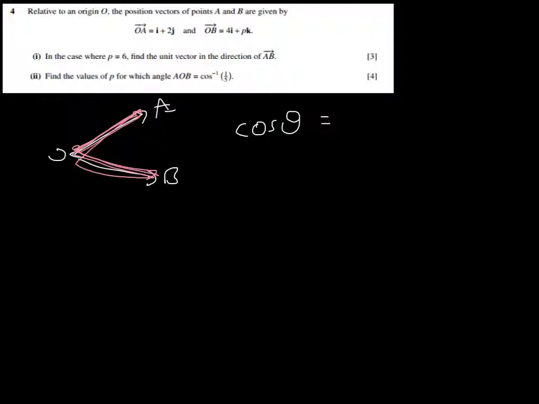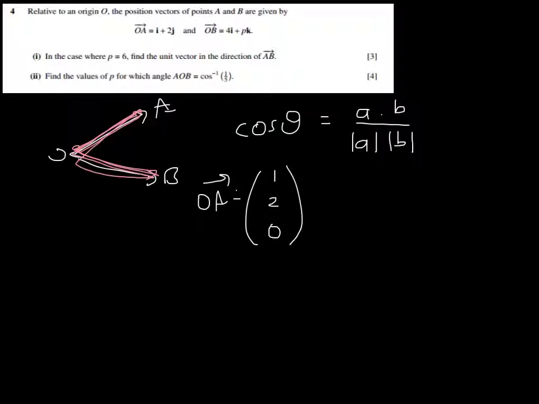So if we remind ourselves how that works, if we rearrange our formula, we're going to get the cosine of the angle is the same as the dot product divided by the product of the magnitudes. So let's do the dot product then. It probably is actually easier to write those out in column notation. So for OA, the i component is 1, the j component is 2 and the k component is 0. And for OB, the i component is 4, the j component is 0, and the k component is p, like that.